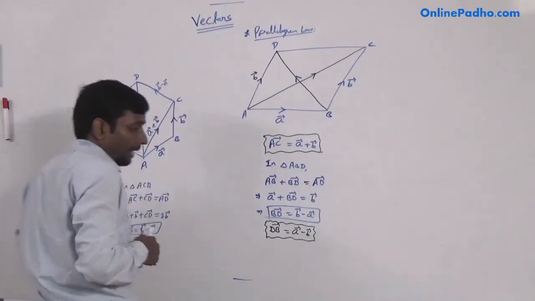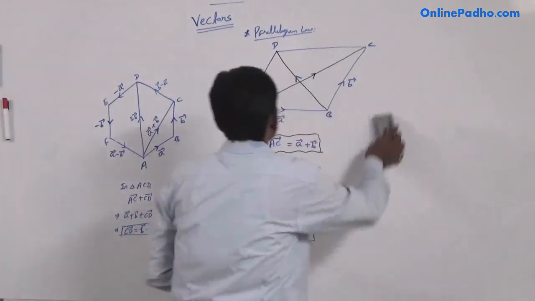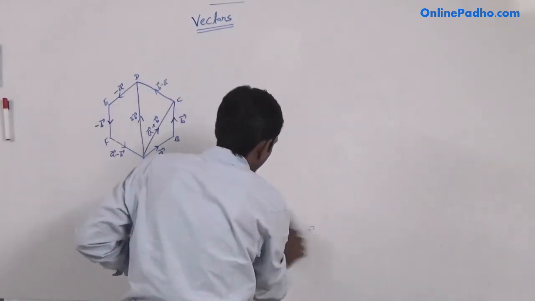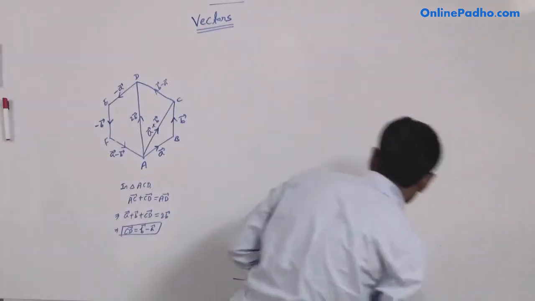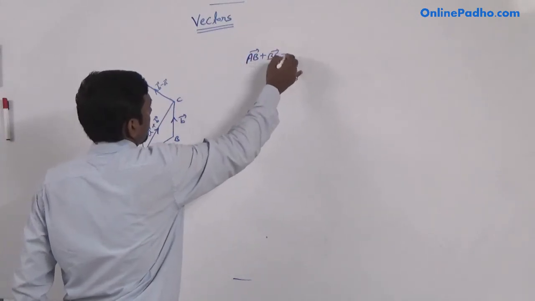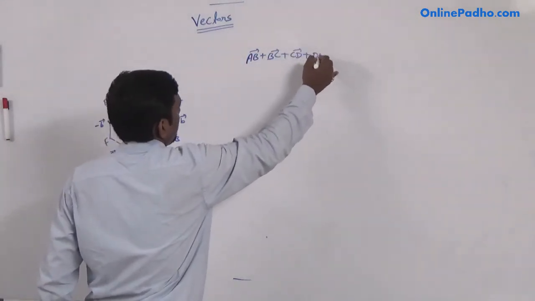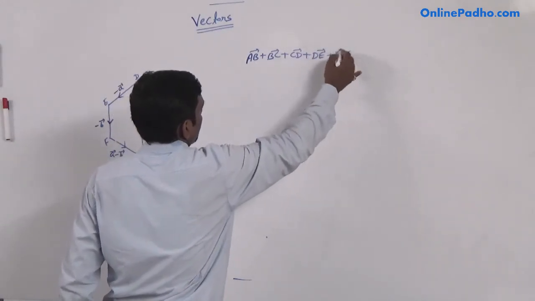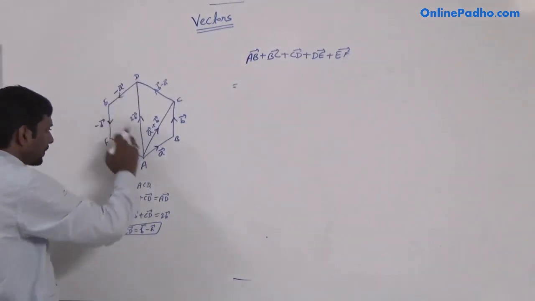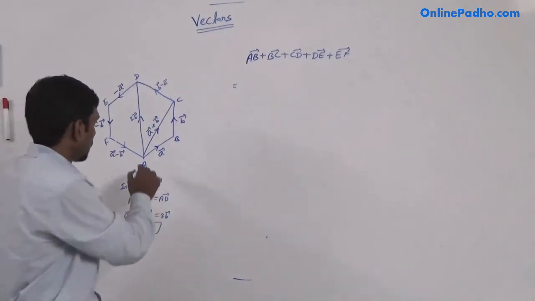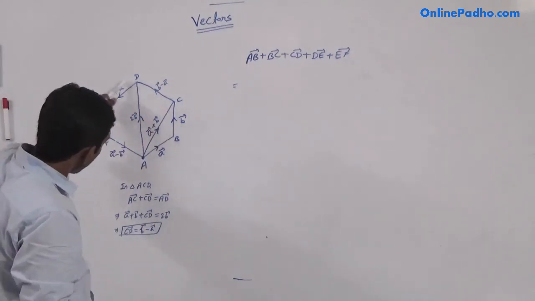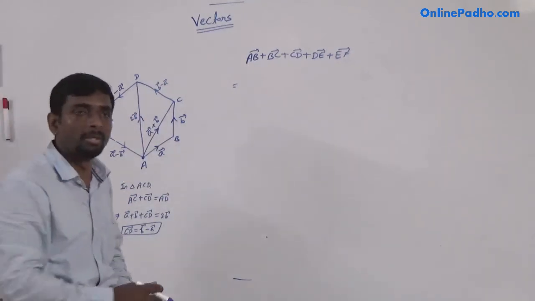Now we have one very important concept in this hexagon. What is the concept? Let us see. If you add all the sides of a polygon in the same direction, what will you get? Let us add AB vector plus BC vector plus CD vector plus DE vector plus EF vector plus FA vector, starting from point A and ending at point A. What is the displacement? 0. You started from point A and ended at point A, so the displacement must be 0.